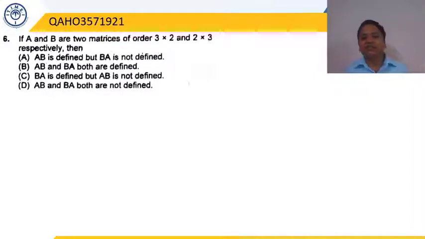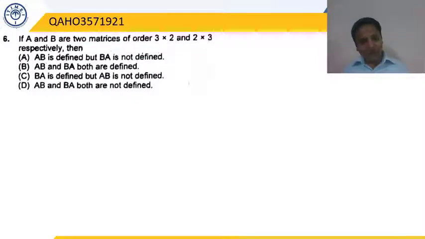So just using the basic definition we just learned, if A and B are two matrices of order 3 by 2 and 2 by 3, the number of columns of A matrix is 2 and the number of rows of B matrix is 2. So A and B are conformable for multiplication. So AB is defined. Now take BA. For BA, B is a 2 by 3 matrix and A is a 3 by 2 matrix. The number of columns of B is 3. The number of rows of A is 3. They are the same. So BA is also defined. As AB is defined, BA is also defined.